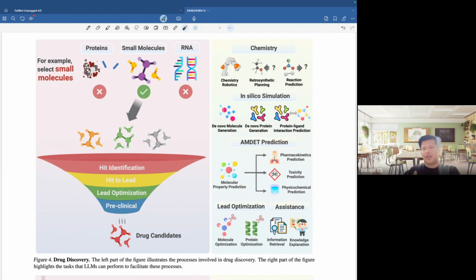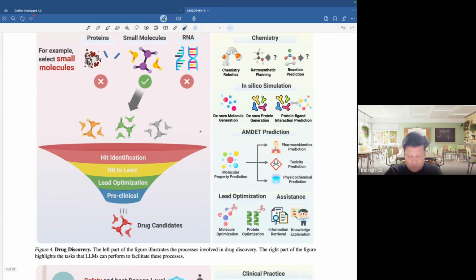So you need to know what the different types of adverse effects, or any negative effects or positive effects, can be leading to this molecular property. And once you do that, then you go for lead optimization. Lead optimization is the last stage, where you optimize this molecule, you cut, or let's say you add something, and then you do the protein optimization, and finally you come up with the information retrieval and knowledge explanation. This is where you need these knowledge experts, and we can assist these knowledge experts with the LLMs to find these matching, or better clinical and clinical trial and patient comparisons.